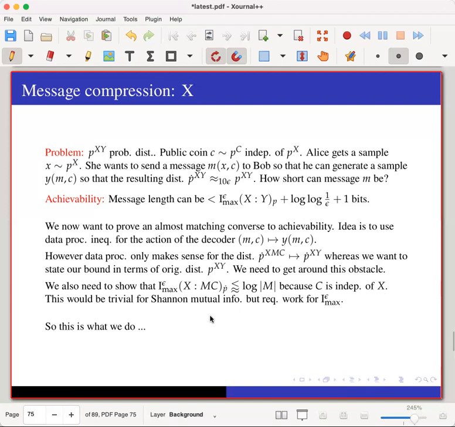This is actually trivial for the Shannon mutual information, which you can work out. You can use the chain rule. Suppose this was just the Shannon mutual information I. You can use the chain rule and first decompose it into the mutual information between X and C. So write it down.